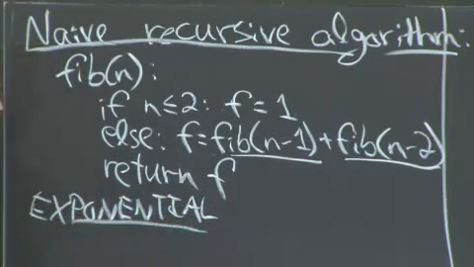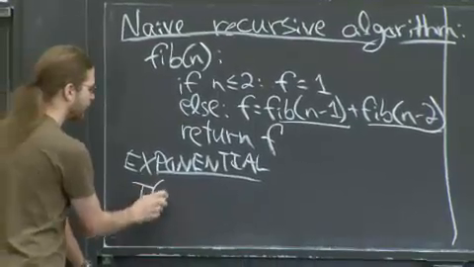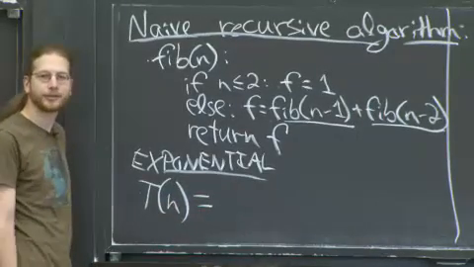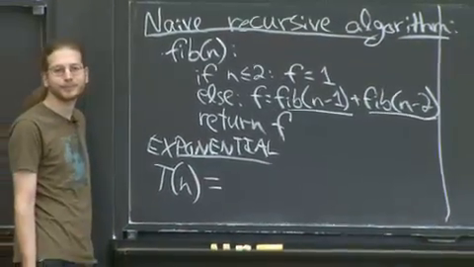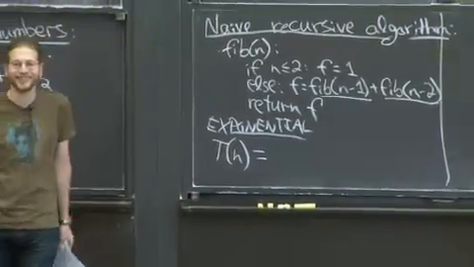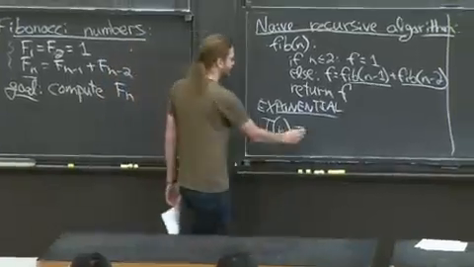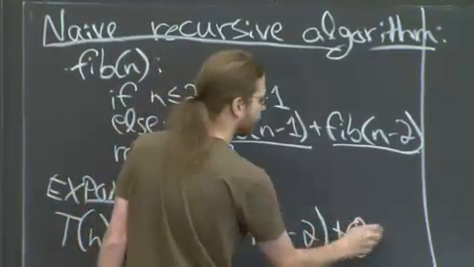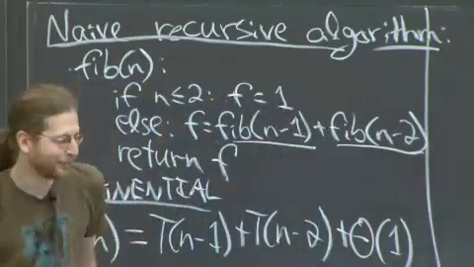How do we know it's exponential time, other than from experience? Well, we can write the running time as a recurrence. T of n represents the time to compute the nth Fibonacci number. How can I write the recurrence? Good throwback to the early lectures, divide and conquer. I hear whispers. Yeah? T of n minus 1 plus T of n minus 2 plus constant.